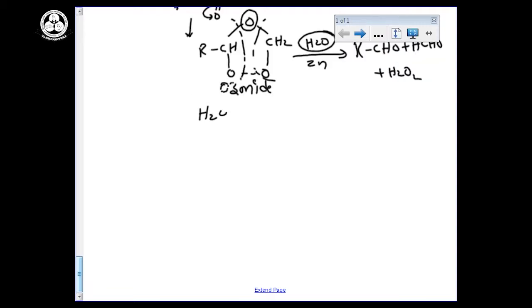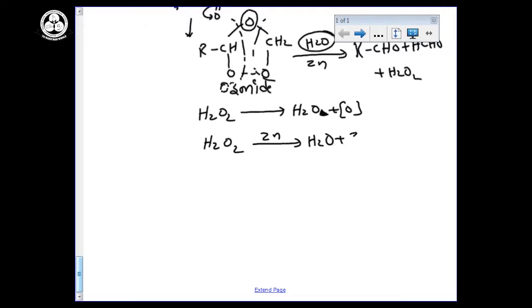H2O2 is a mild oxidizing agent. H2O2 is a highly unstable molecule, so it can liberate nascent oxygen. Nascent oxygen means oxidation will take place. Aldehydes on oxidation, see the previous session, can give carboxylic acids. So what is the main role of zinc? If there is zinc, that zinc absorbs this oxygen, so it becomes H2O and zinc oxide.